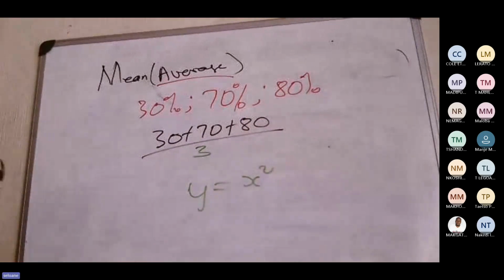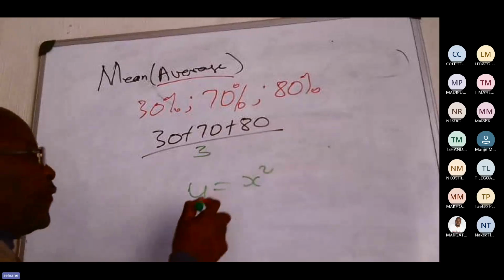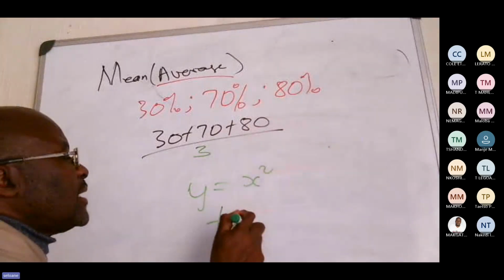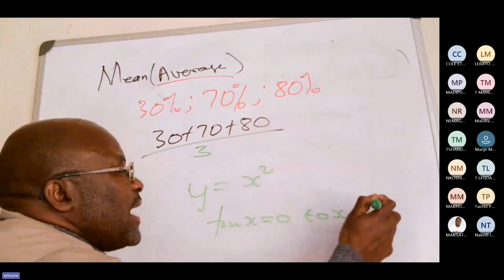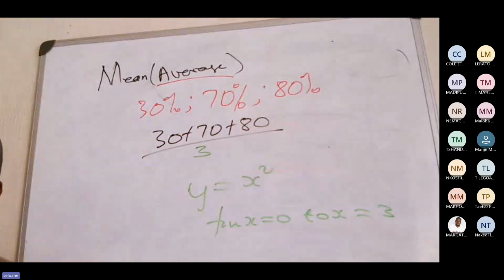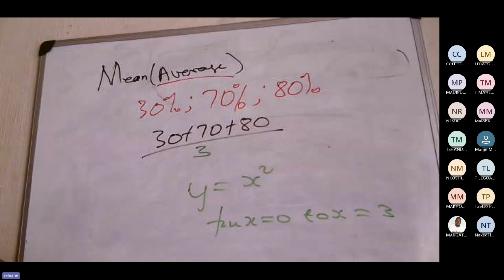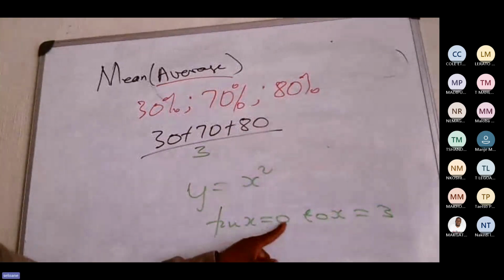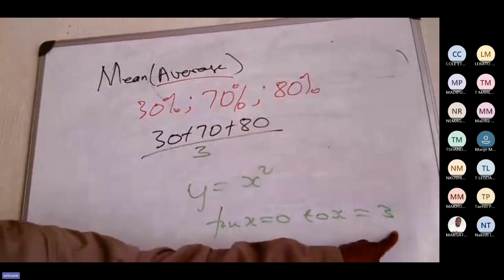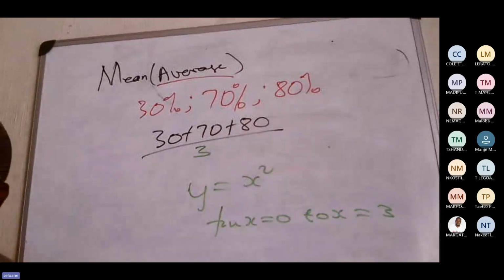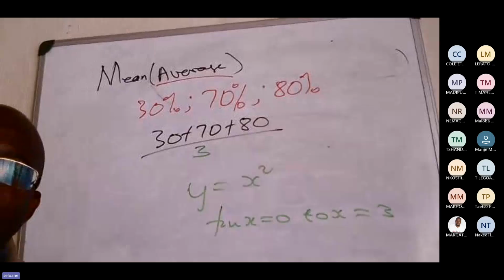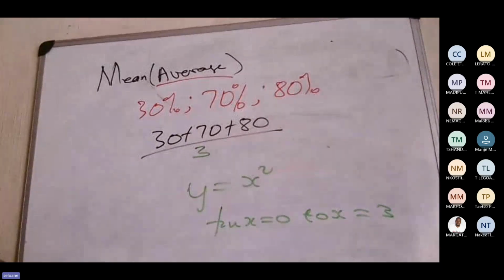How many values of x are there from x equal to 0 to x equal to, say, 3? How many x are there from x equal to 0 up to x equal to 3 when you are sketching this function? Anybody, how many x will be there?